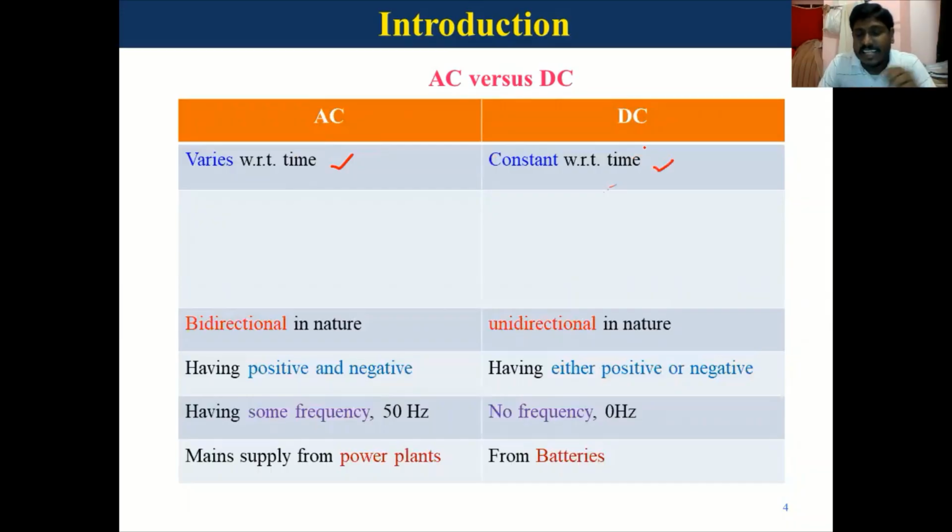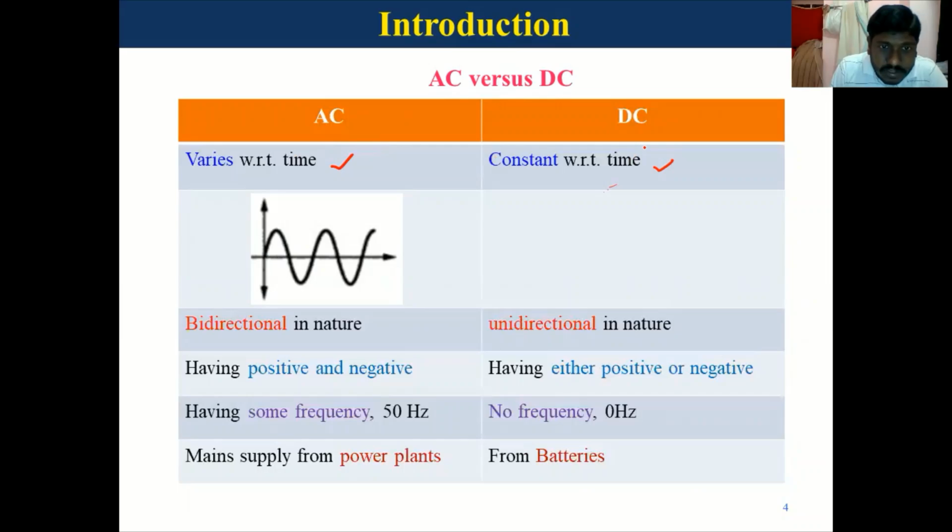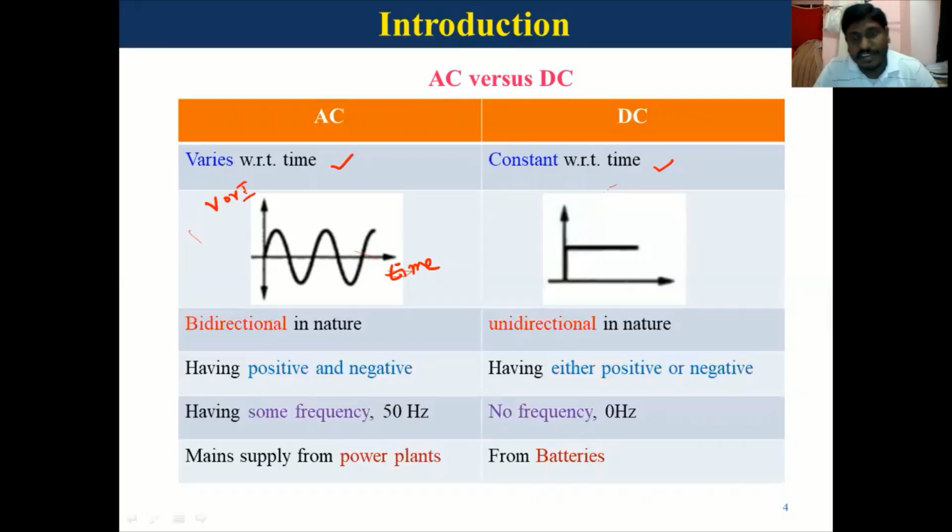That's why in general the AC is sinusoidal in nature, which continuously changes with respect to time. So suppose if you take time on the x-axis and voltage or current on the y-axis, then the AC signal is sinusoidal in nature. Whereas on the other side, if you take DC, the DC is always constant with respect to time. So time on the x-axis and either voltage or current on the y-axis. This voltage or current is always constant with respect to time.